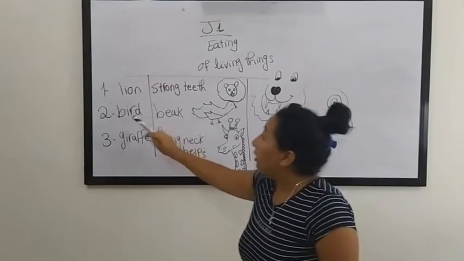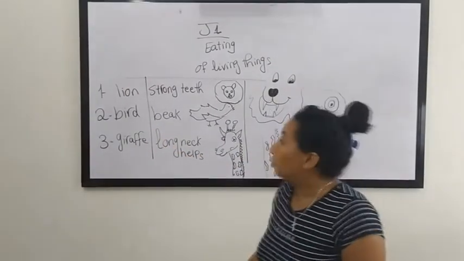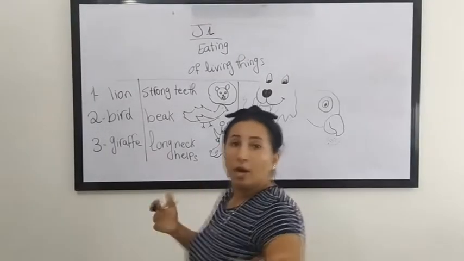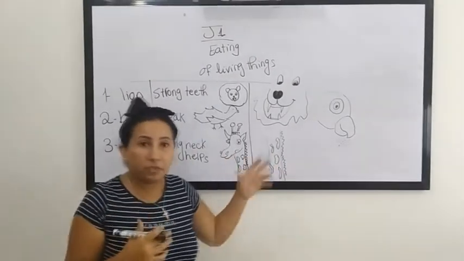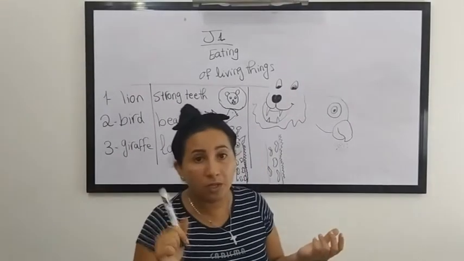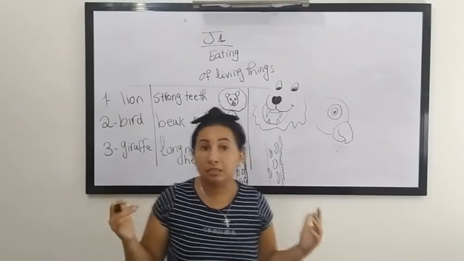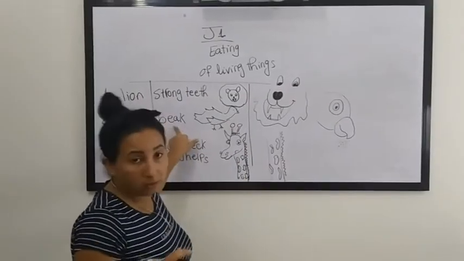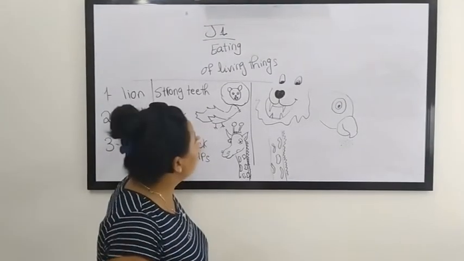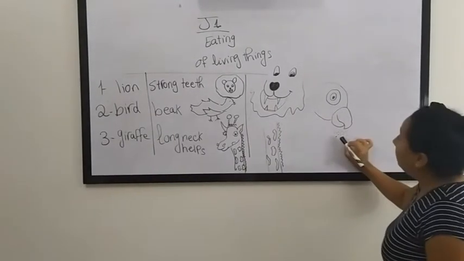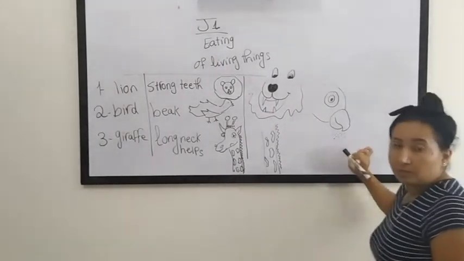And number two, the bird. Just like doves and some birds, hens and canaries. What can they eat? Yes, I heard someone say they eat seeds, and they need a beak. They need a beak to help them eat seeds. This bird uses the beak to eat seeds.